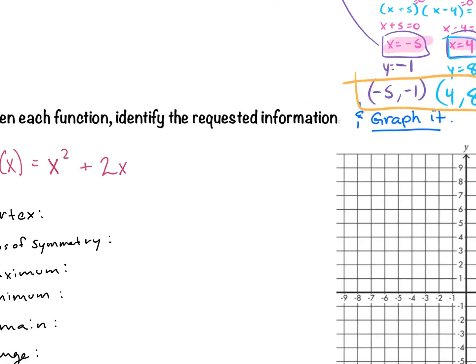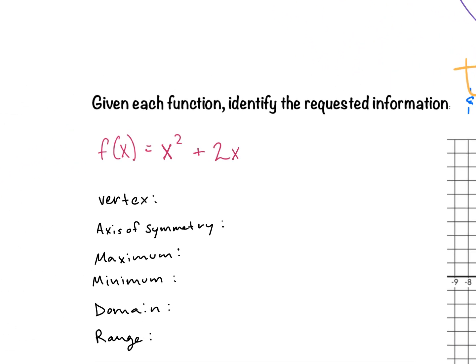All right, let's look at the next one, graphing. So this is 2.2. Given each function, identify the requested information and graph. Is this in standard form or vertex form? Standard form. Remember, vertex form is the one with parentheses where we can identify our vertex immediately.